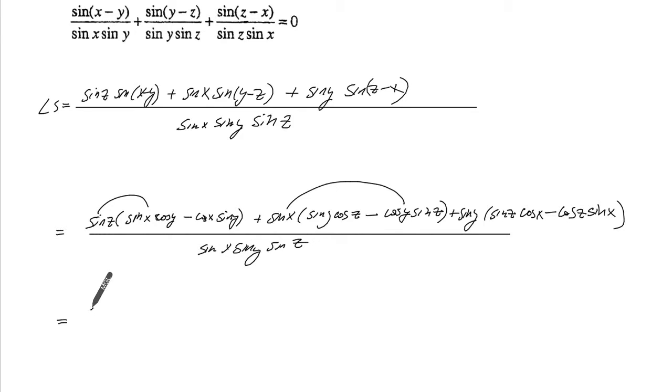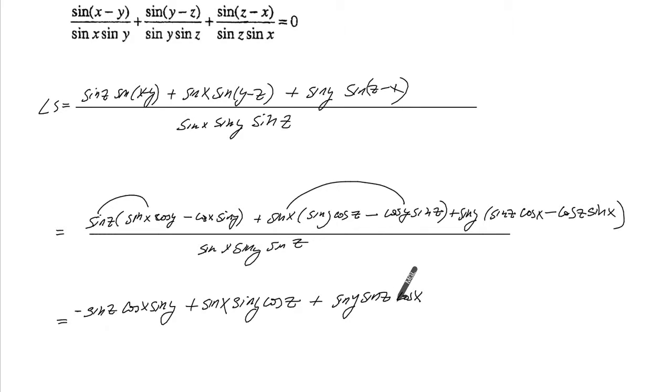This here, you have to be careful with the z, x, y, z. Sine of z, it's a minus sine of z, cosine of x, and sine of y. Okay, that canceled out. We still have this left over: sine of x, sine of y, and cosine of z. And here we have sine of y, sine of z, cosine of x.